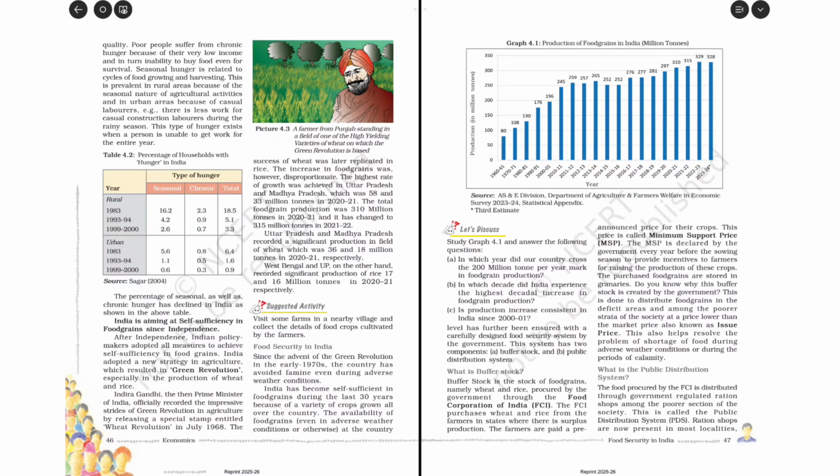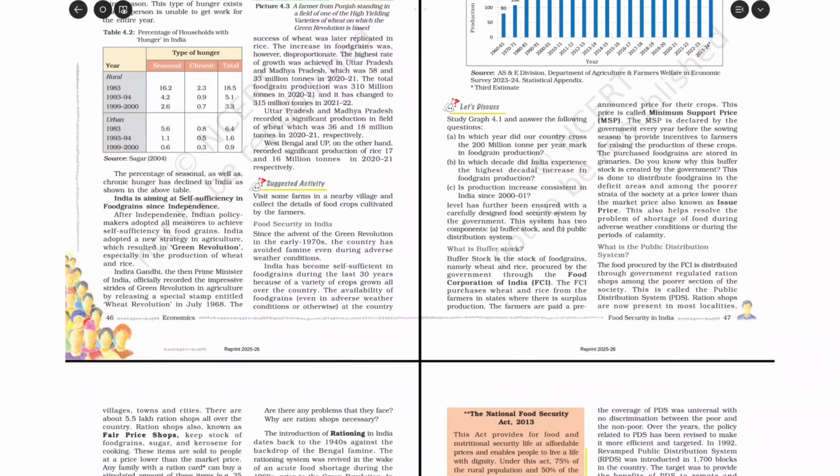That is amazing. But actually getting that cheap grain to the people requires physical shops. Let's read about the scale of the retail network. Quote, "What is the public distribution system? The food procured by the FCI is distributed through government-regulated ration shops among the poorer section of the society. This is called the public distribution system, or PDS. Ration shops are now present in most localities, villages, towns, and cities. There are about 5.5 lakh ration shops all over the country.